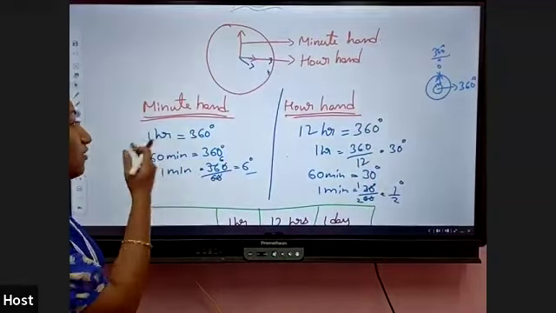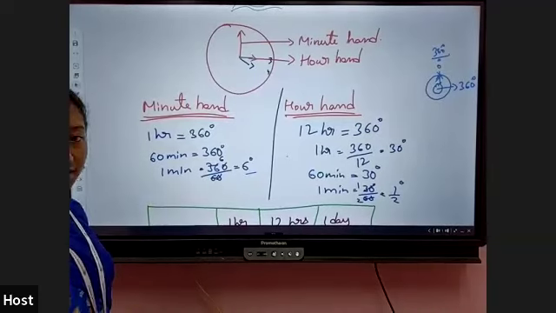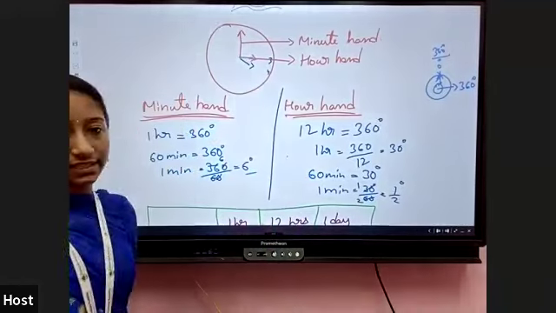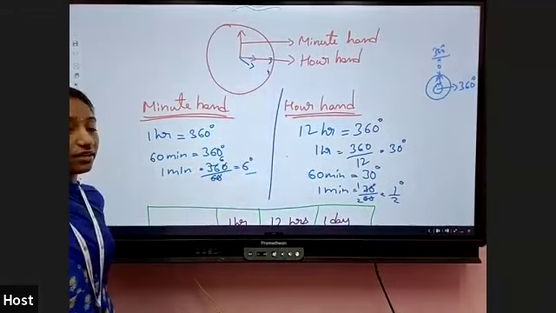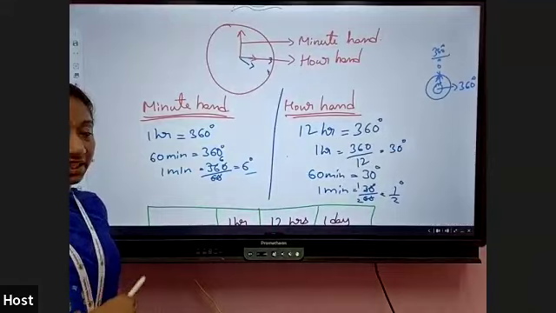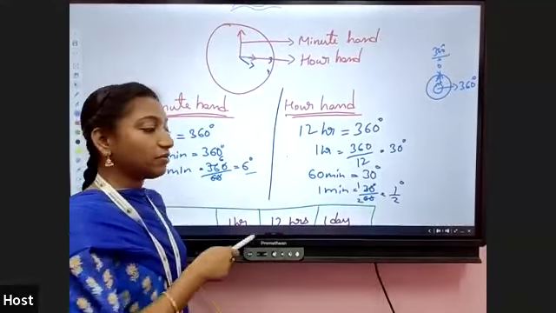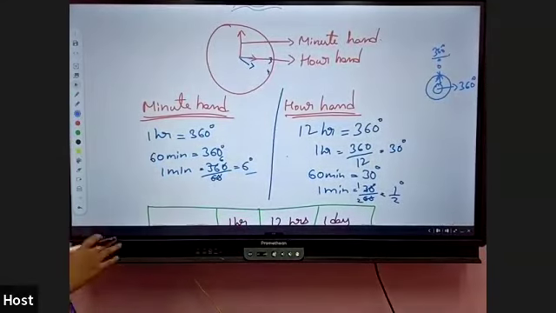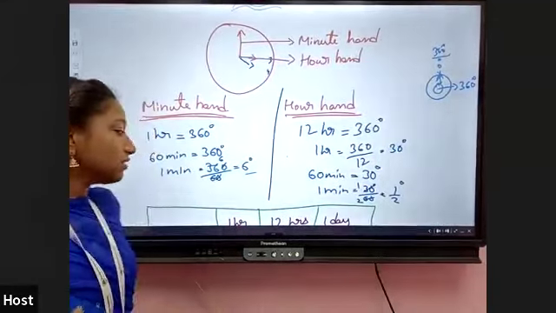Coming to the minute hand, for 1 hour, it will take 360 degrees. Coming to the hour hand, for 1 hour, it will take 30 degrees. Here in the minute hand, for 1 minute it will take 6 degrees. In the hour hand, for 1 minute it will take half a degree. So this is about the minute hand and hour hand.